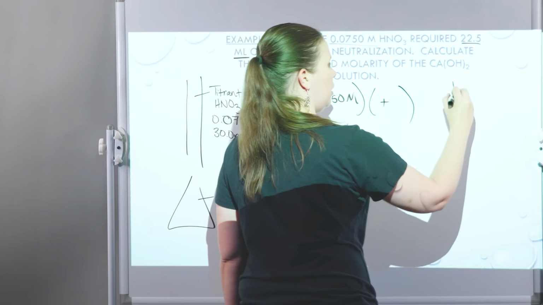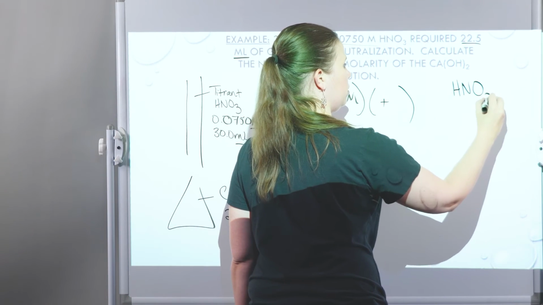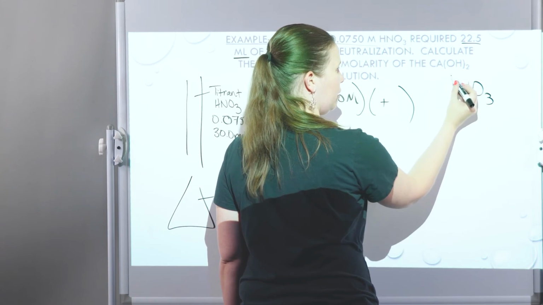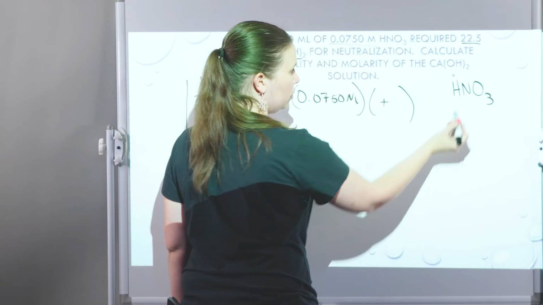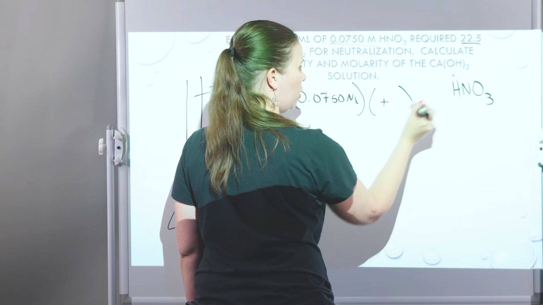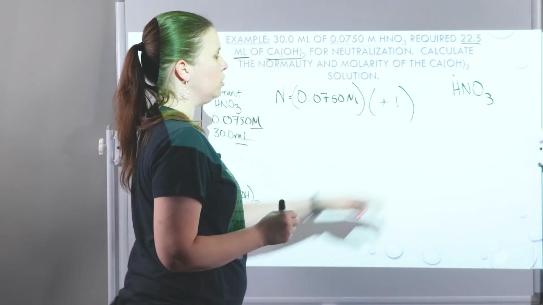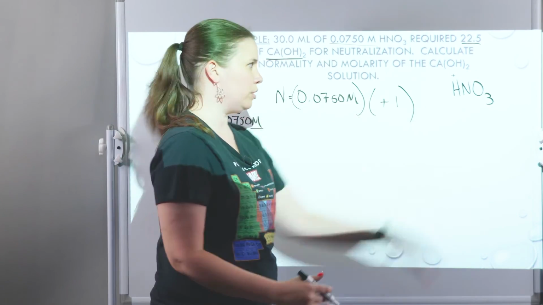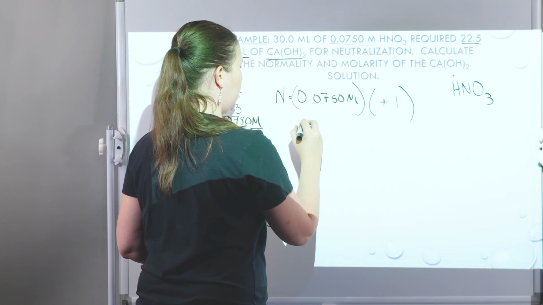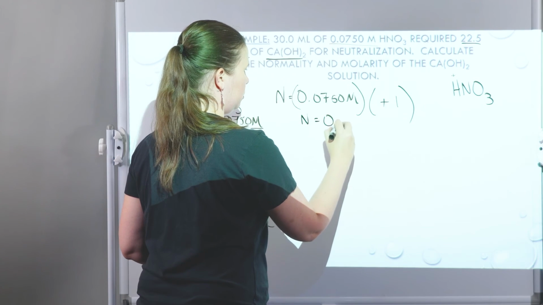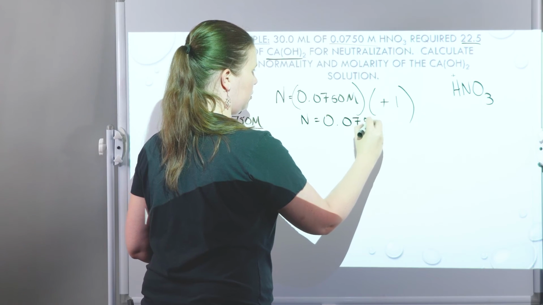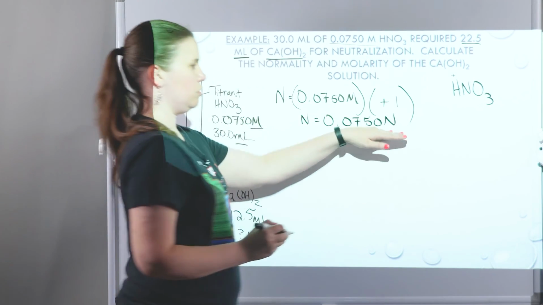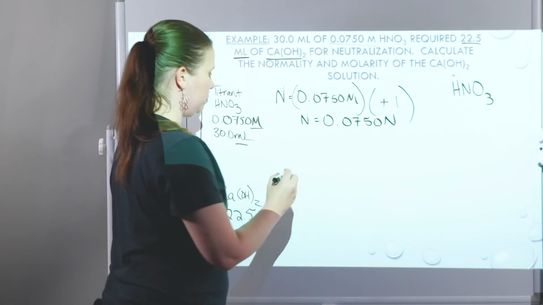So let's look at HNO3. Hydrogen is my cation, and it has a charge of +1. There's no subscript, so I only have a charge of +1. So for a monoprotic acid, or an acid with only one proton or one hydrogen ion, the normality and molarity are actually equal. So we kind of lucked out there. But now we can use the right units of this capital N.